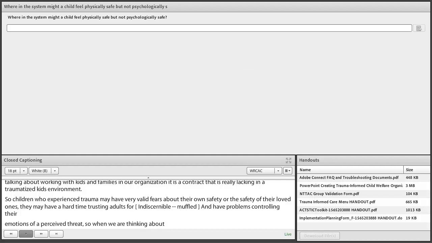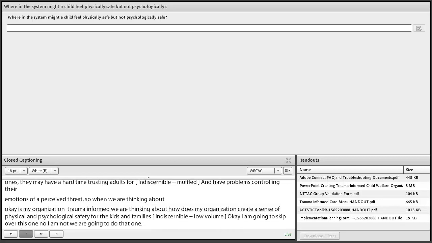Okay, so thinking a little bit about safety, where in the system might a child feel physically safe, but might not feel psychologically safe? And this isn't a softball question. I think this is kind of a hard question, so I'm really interested to see what you write in. So again, where in the system might children feel physically safe, but maybe not psychologically safe?